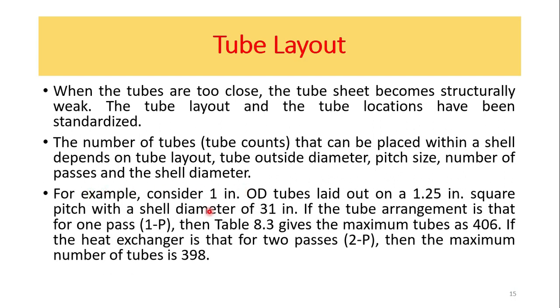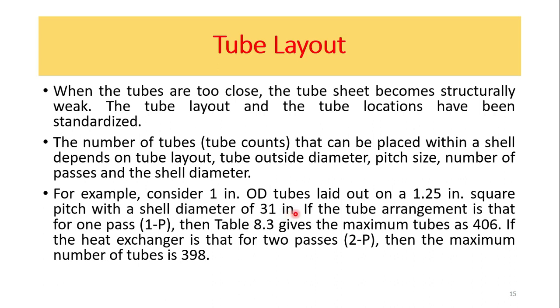So this is an example. For example, consider we have 1 inch outer diameter tubes laid out on 1.25 inch square pitch, right? Square pitch means the 4 tubes which are arranged in a square manner, right? And the distance from one center to another center of the tube is 1.25 inch, which is known as pitch, with the shell diameter of 31 inch. So this is the information, that we have the 1 inch tubes and the tube pitch is this and the shell diameter is 31 inch.